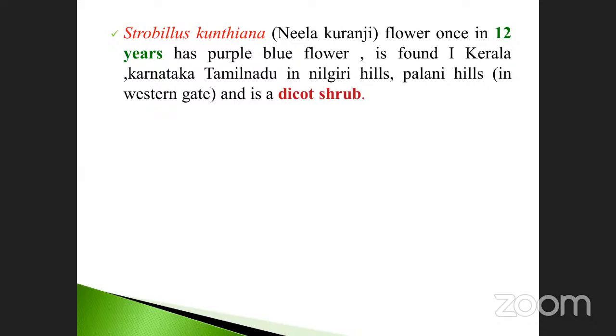It is found in Kerala, Karnataka, Tamil Nadu, the Nilgiri Hills, the Palani Hills and also the Western Ghats, and it is a dicot shrub. Just note it down: Strobilanthes kunthiana, Neelakurinji, binomial nomenclature already known. How many years does it take? 12 years for the flowering process. Which color? Blue-purple. Which area? Western Ghats. Which type of plant? Dicot shrub. You must note those things down.